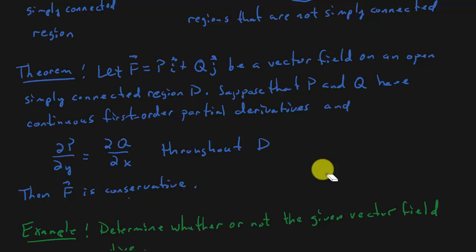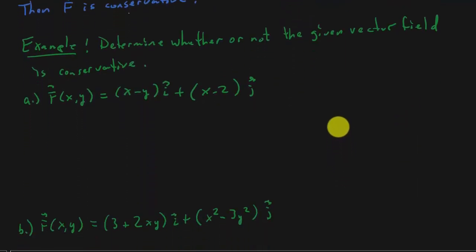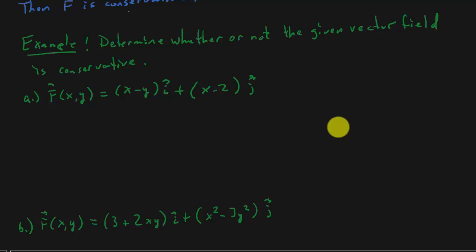Okay? All right. So let's look at some examples. So these first several examples that we work, they're just the steps of evaluating these integrals. Okay? So the first thing we would need to do when we're evaluating these is we want to determine if the vector field is conservative or not. Okay? All right. So let's look at part A.